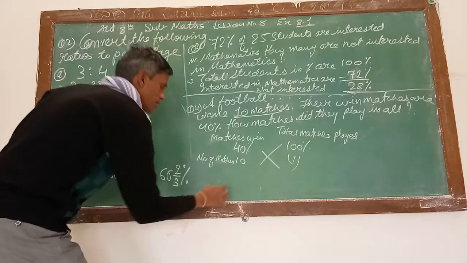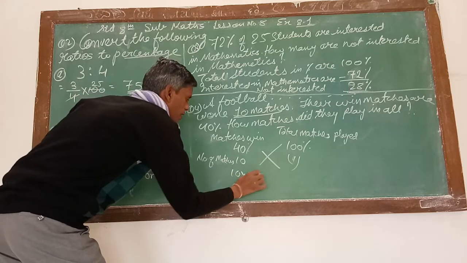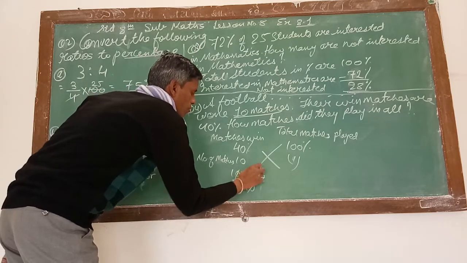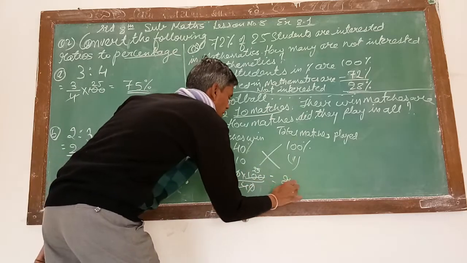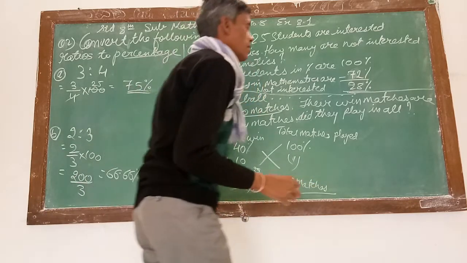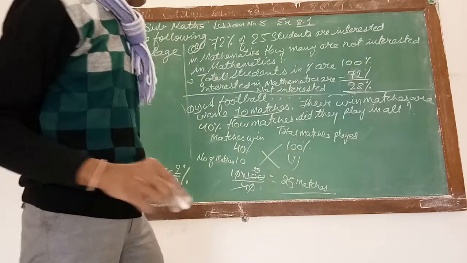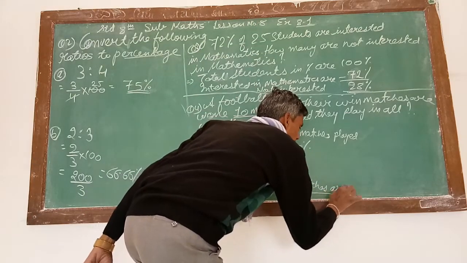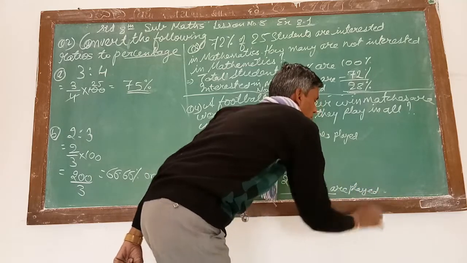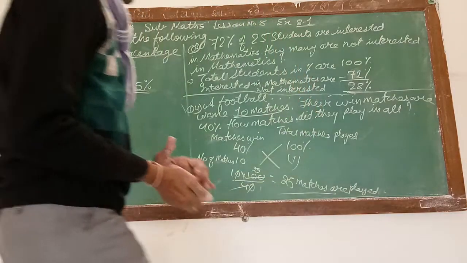Cross multiplication. So 10 into 100 upon 40. Zero zero cut, 4 1 is 4, 4 25 is 100, so 25. 25 matches are played by the team. This is the answer.